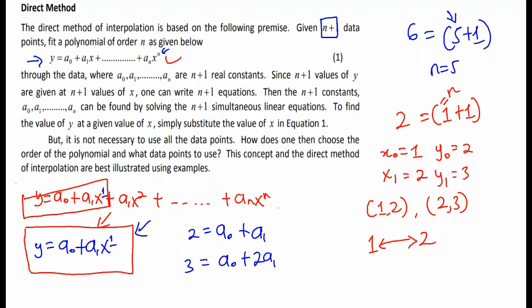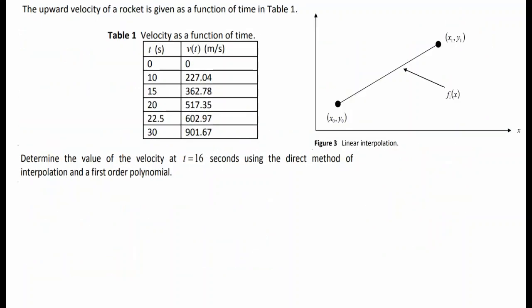So I'm going to solve this with an example so that we better understand it. I have the question here. The question says the upward velocity of a rocket is given as a function of time in table 1. So this is table 1 that we have here. The question says determine the value of the velocity at time 16 seconds using the direct method of interpolation and a first order polynomial.